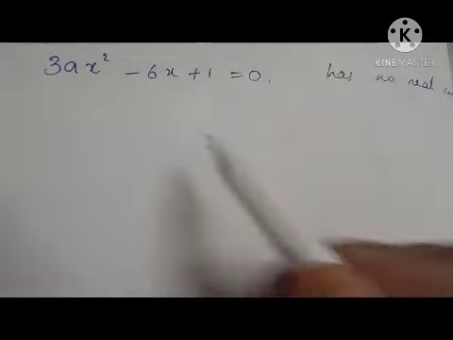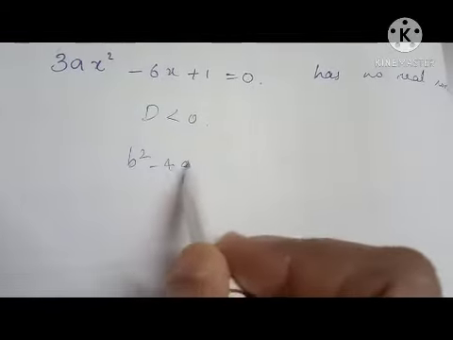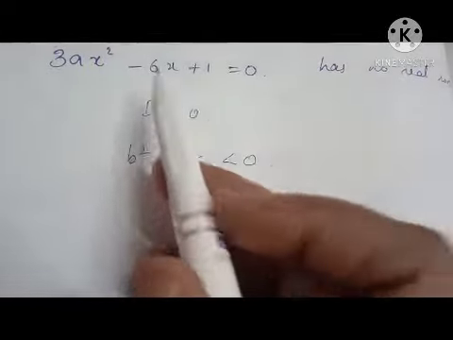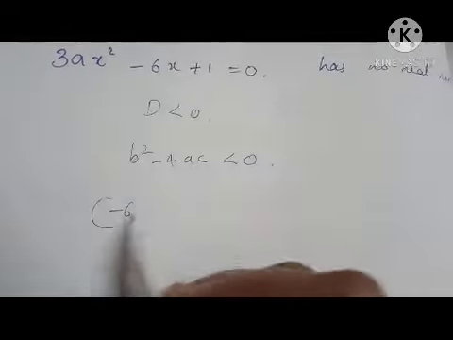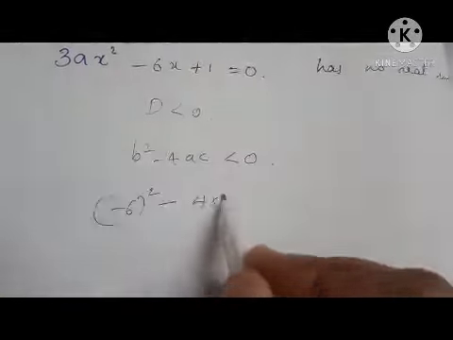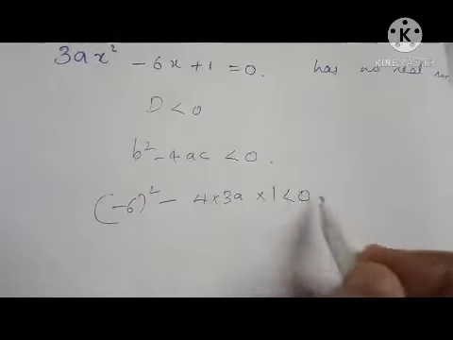No real roots means the discriminant should be less than 0. That is b square minus 4ac is less than 0. Then we can substitute the values. Here b is negative 6. So negative 6 square minus 4 into a, here 3a together, into c, which is 1. This should be less than 0.